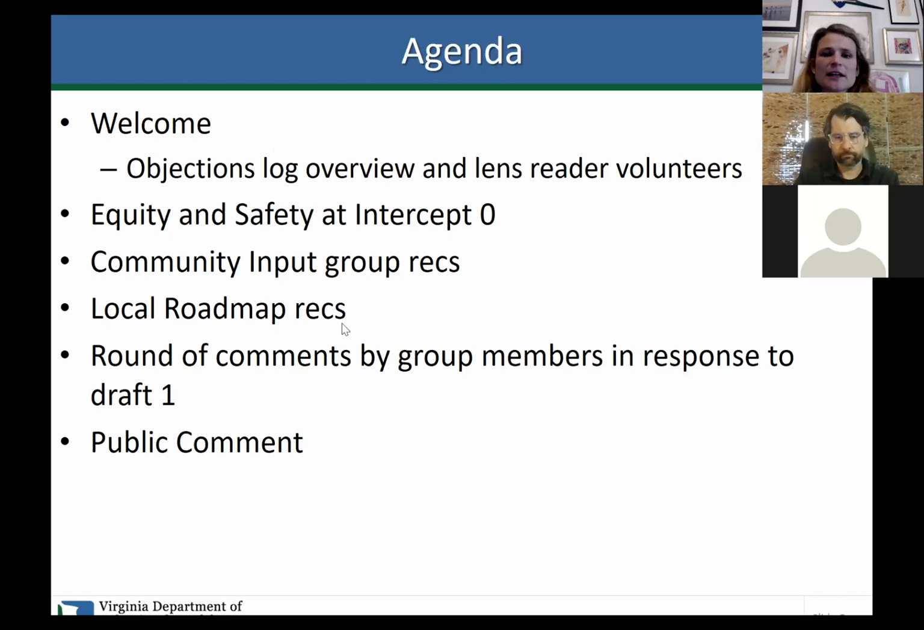And then we do have some recs from more of the process groups, but they're not really full presentations. It's more like a single slide update, or a couple of slides for local roadmap. And I'm hoping that between those two things, depending on what time we finish, we'll have time for a full round to get any reaction from everybody.